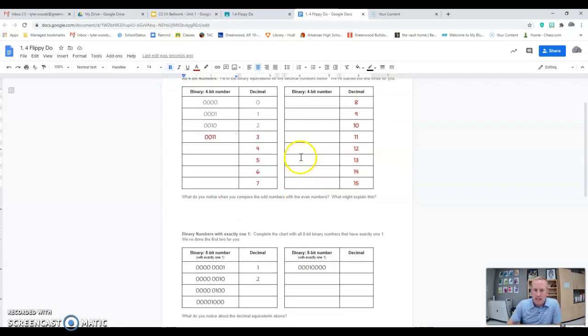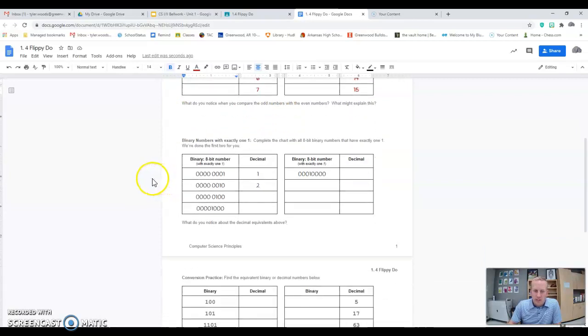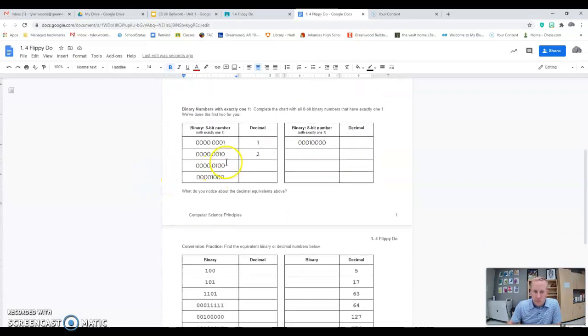Okay, and you guys can complete that, converting it, and you can use your Flippy Do chart if you need to. This one confused some kids in my class, but all you're doing is putting an 8-bit number down, and you're basically just moving the 1 to the left a place value each time. So it started on the right side this time, went to the second from right, third from right, fourth from right, fifth, sixth, seventh, and eighth. And you're just telling what the decimal number is on those.